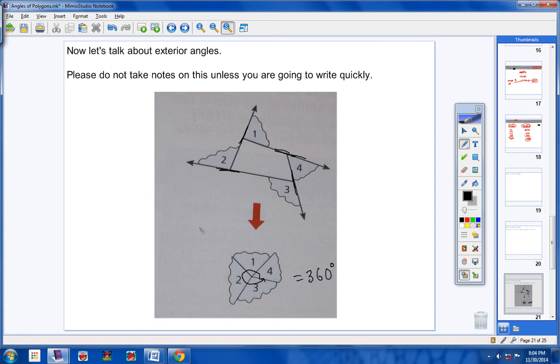360. Well, Mr. Earhart, are you saying that it will always equal 360? Yes, I am. I don't care what your polygon is. I don't care how many sides your polygon has, as long as it is a convex polygon. If it's a convex polygon, I don't care how many sides you have. You might have 3 sides, or you might have 50 sides, okay? The sum of the exterior angles will always equal 360.